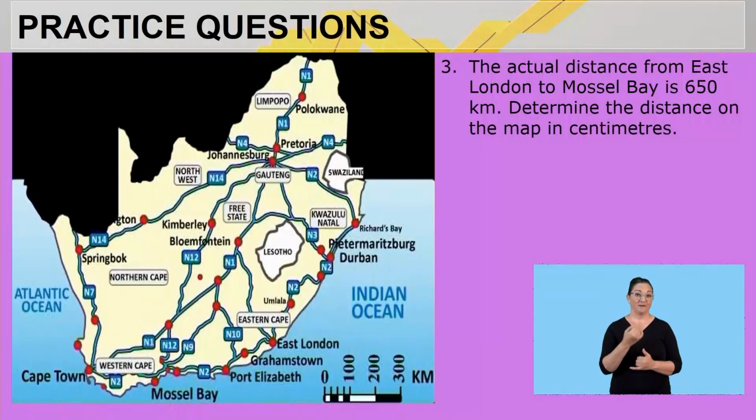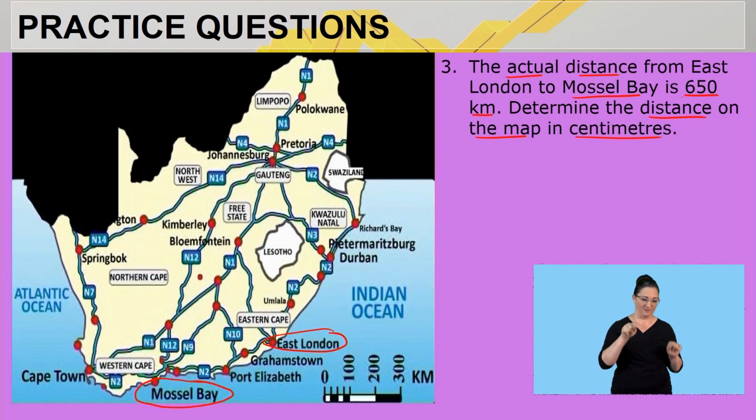Question number 3 says, the actual distance from East London to Mossel Bay is 650 kilometers. Determine the distance on the map in centimeters. So let's understand the question. We are saying the distance between East London, so here's East London, and then there's Mossel Bay. These are the two places we are referring to. It equals 650 kilometers in real life. So we would like to know what is the equivalent distance on the map.